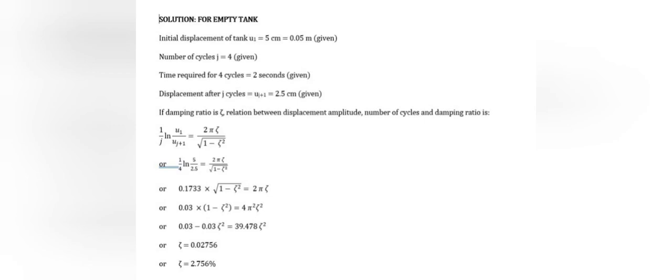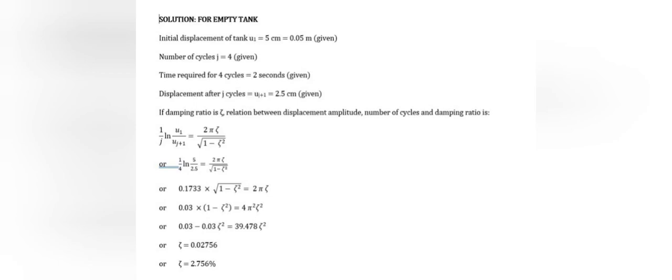Now if the damping ratio is zeta, the relation between damping amplitude, number of cycles and damping ratio is given by 1 upon j natural log of u1 upon u(j+1) is equal to 2 pi zeta divided by square root of 1 minus zeta square. We will put the values of j, u1, u(j+1) and then we'll calculate zeta. So we get 1 upon 4 natural log of 5 upon 2.5 is equal to 2 pi zeta upon square root of 1 minus zeta square.